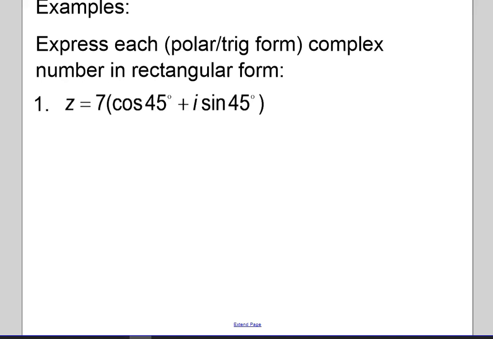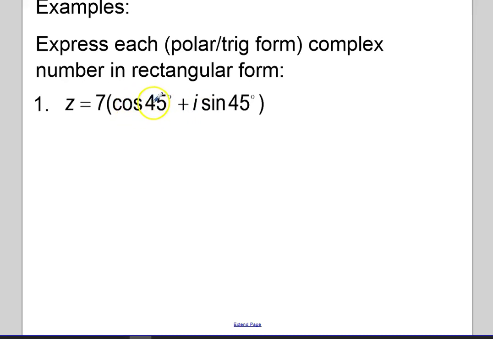So let's do a couple questions here. We're going to take a complex number in polar trig form and convert it into rectangular form. So it looks kind of complicated. Let's break it down. I'll give you a chance to write this one down. Okay, so if you paused and wrote this down, we're going to name this complex number z, and it's equal to 7 times cosine 45 degrees plus i sine 45 degrees. These angles always have to be the same. They're our theta.